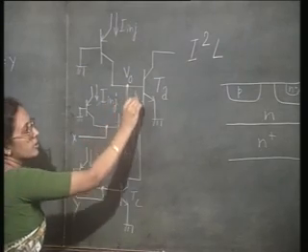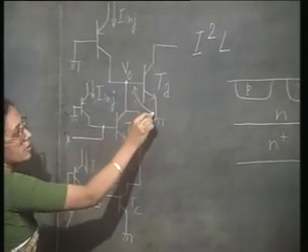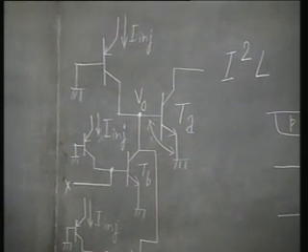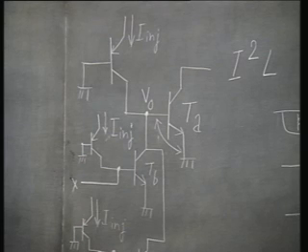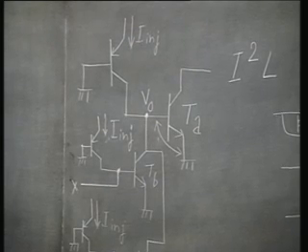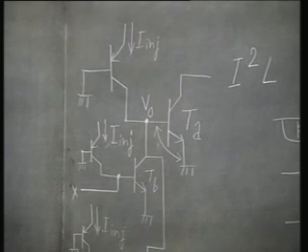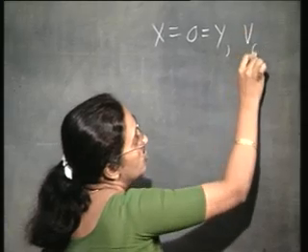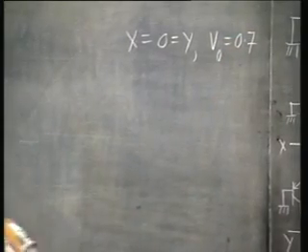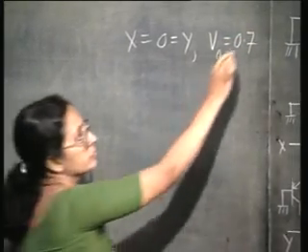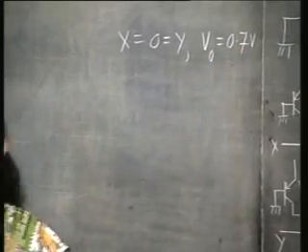The output voltage is simply the base emitter drop of this forward biased diode. TA is an NPN transistor, right? So, this is only the base emitter drop of the forward biased diode. How much is that? 0.7 volts. So, when X is 0 and Y is 0, V output is 0.7.